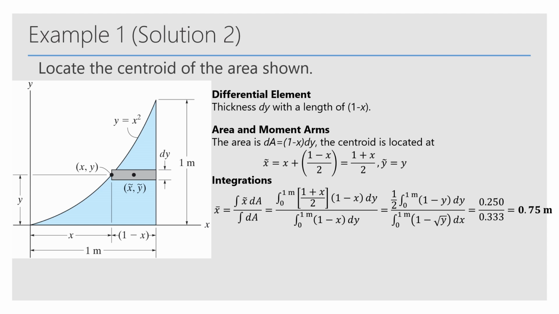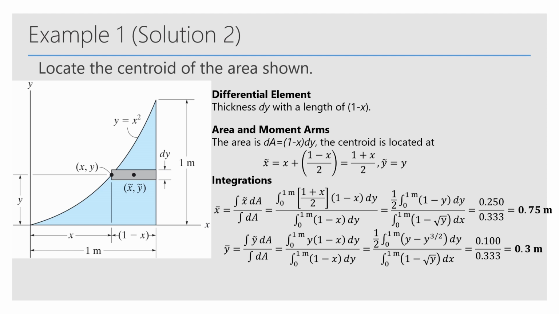Now when we complete our integrations, we find that the centroid, or the center of this triangle, or this area right here, is 0.75, similar to what we just saw before. And then we also find that the y is 0.3. So we see that even if we use a vertical rectangle versus a horizontal one, we end up with the same answer here.